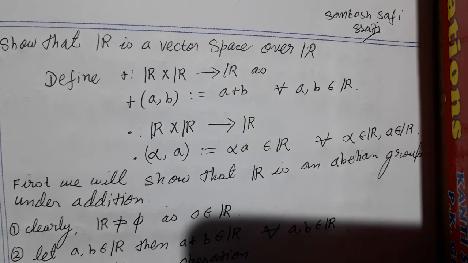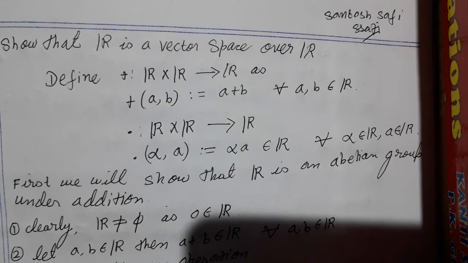In this video, I'm going to explain some examples of a vector space. So the first question we are going to do here is let us show that R is a vector space over R. In general, for any field F, it is always a vector space over itself.